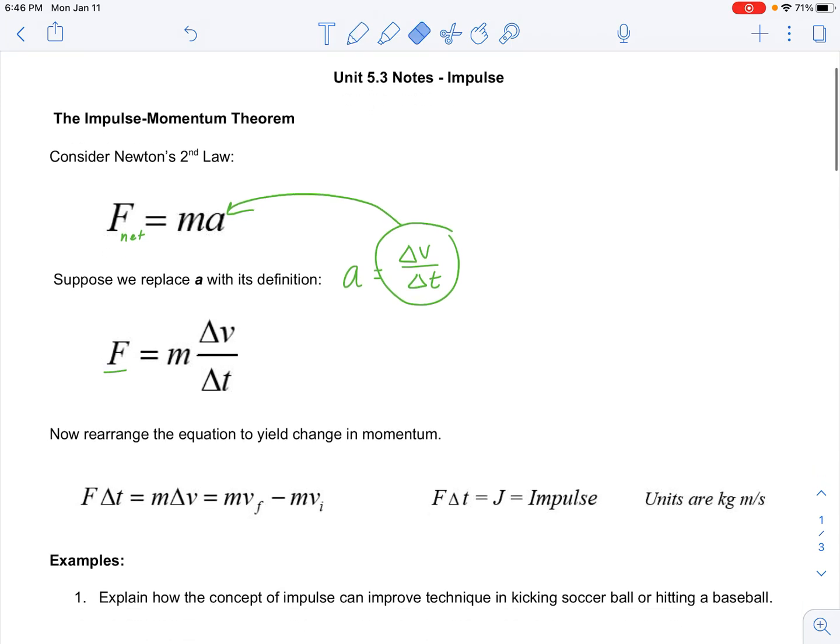Then, if we were to multiply both sides of this equation by delta t, we get F delta t equals m delta v. And this actually has a special name. It's called the impulse momentum theorem.